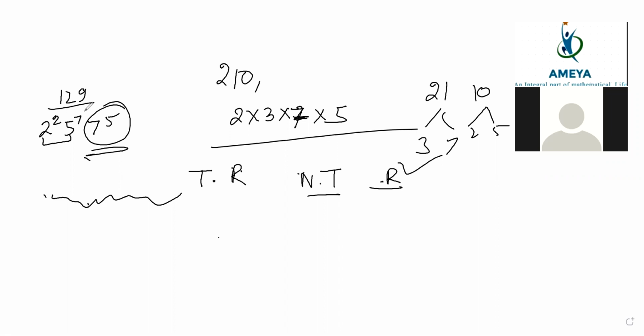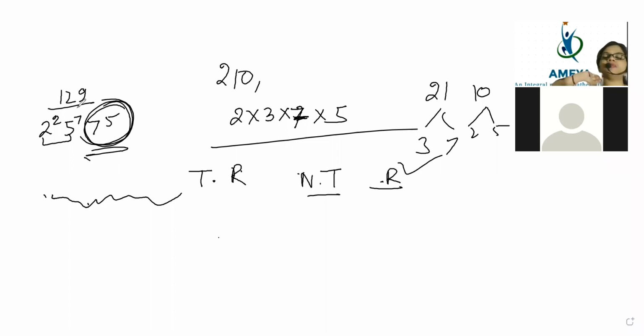Very good. So now let's see non-terminating, repeating: Ajay, Janani, Kavya, Mustafa. Everybody gave the correct answer. Very good. Yes, listen, the denominator 7 to the power 5 is there. That will not be able to divide the numerator. And because of that, it will come repeating.